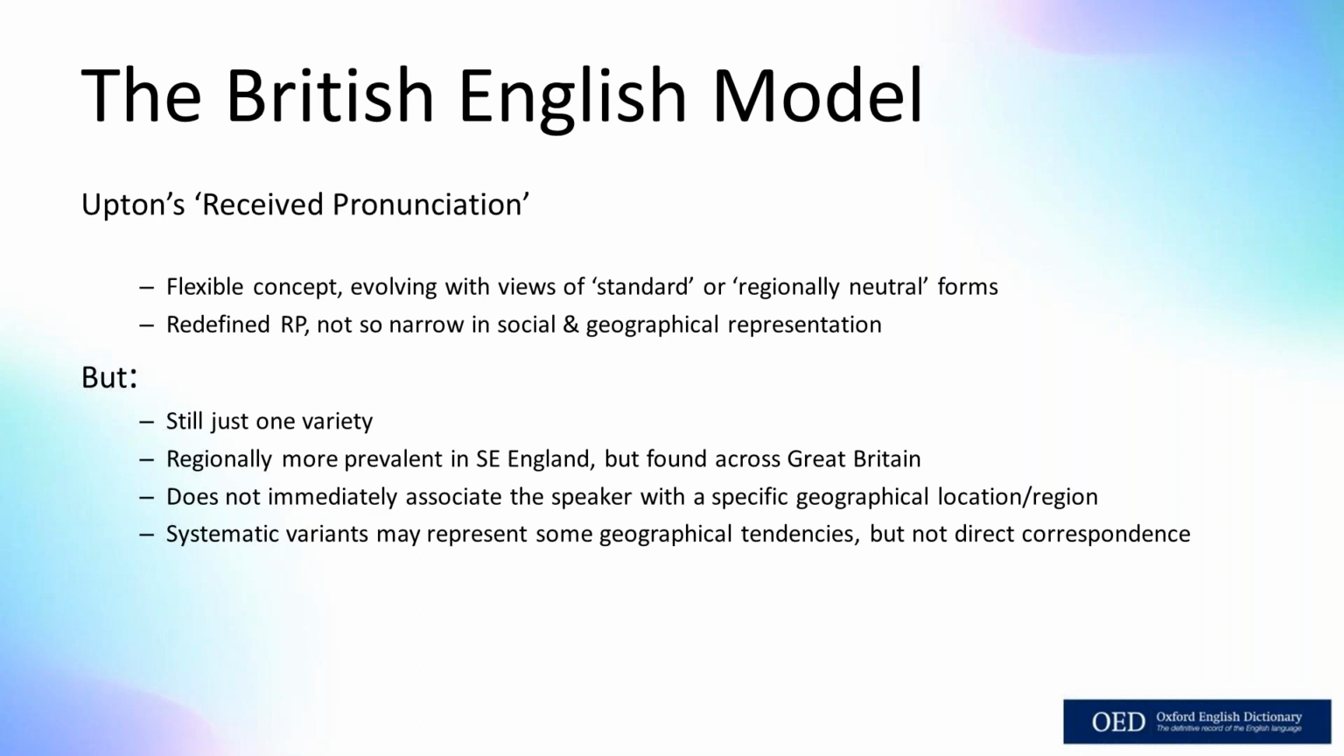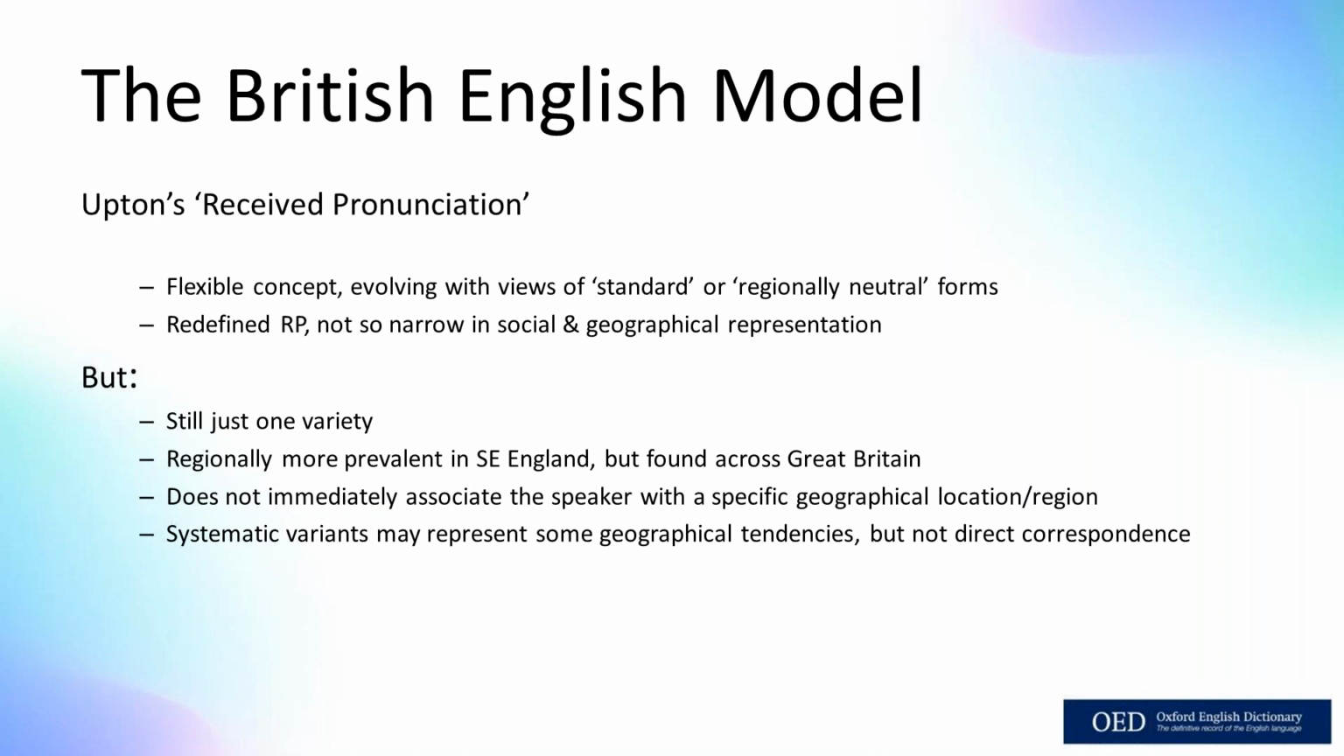But an alternative to finding another name for RP is to view it as a more flexible concept, which evolves with societal views of standard or regionally neutral forms. And Upton's view of RP was very much this, following the lead of A.C. Gimson in looking to a redefined RP, a diluted RP, which is not quite so narrow in its geographical and social representation. And Upton's description of vowel qualities reflects the symbols he adopted for OED and for the pronunciation that he edited with Bill Kretschmar.